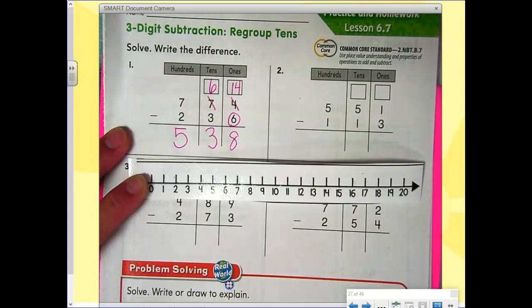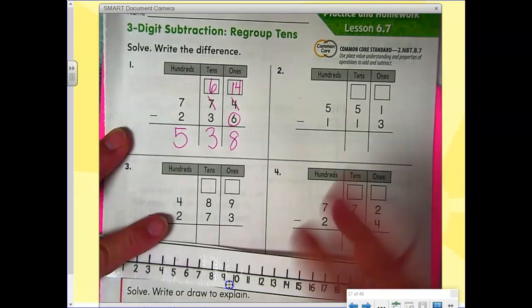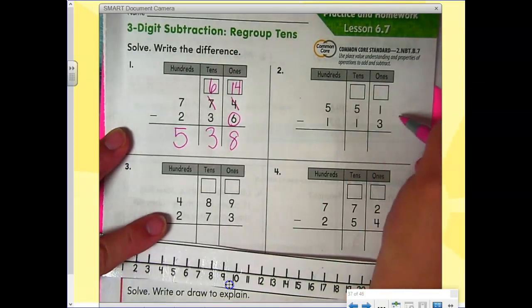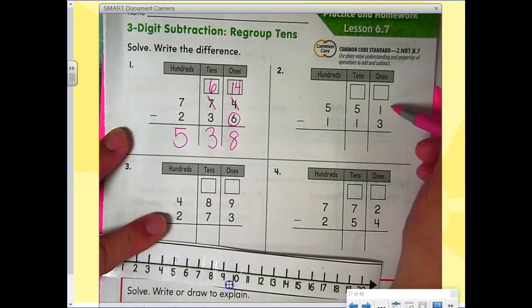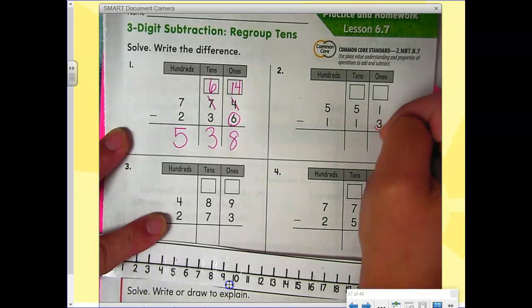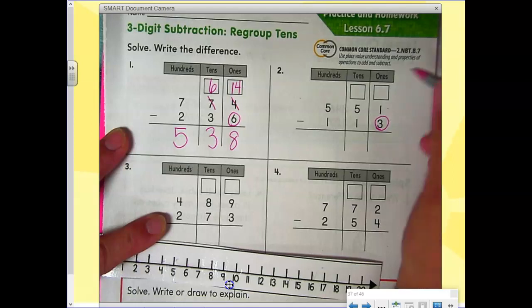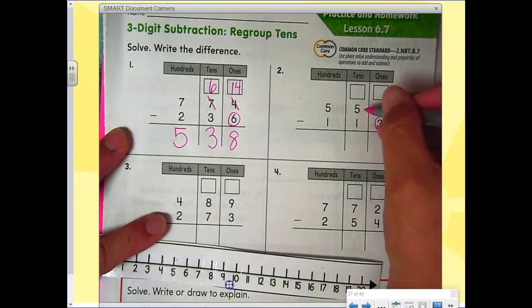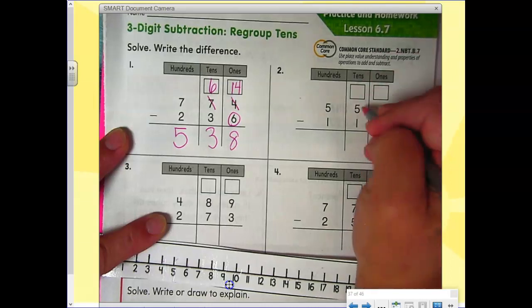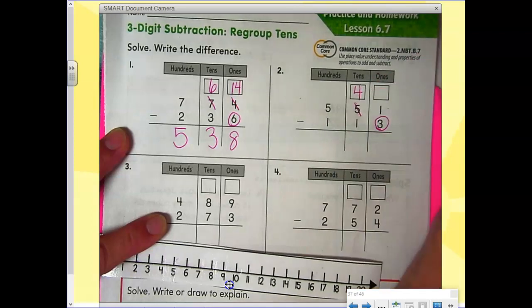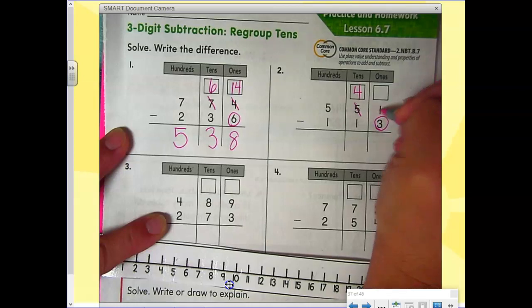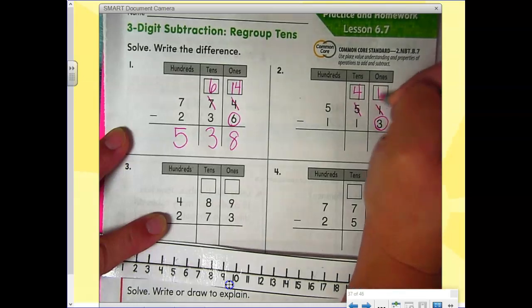Check your work. We have 551 minus 113. Start on the right. 1 minus 3. Boys and girls, where's my big number? It's on the bottom or the floor. If it's on the floor, we have to go next door and grab 10 more. I have 5 groups of 10. I have to take one away. That leaves me with 4. I add 10 ones back. So 10 plus 1 is 11.